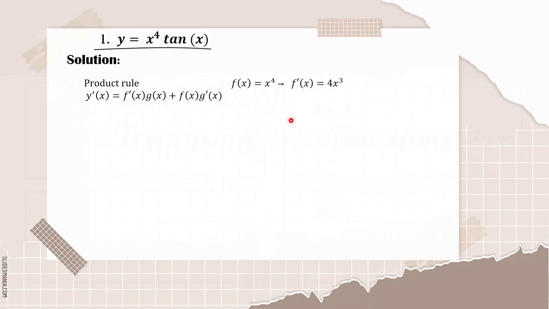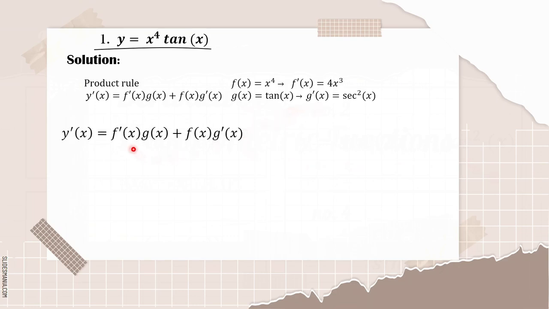Second is the derivative of g of x, which is tan of x. Based on our 6 basic trigonometry derivatives, the derivative of tangent of x is equal to secant squared of x. Now that we have these values, we can simply substitute them in our equation. f prime of x is equal to 4x cubed, g of x is equal to tangent of x, f of x is equal to x raised to 4, and g prime of x is equal to secant squared of x.